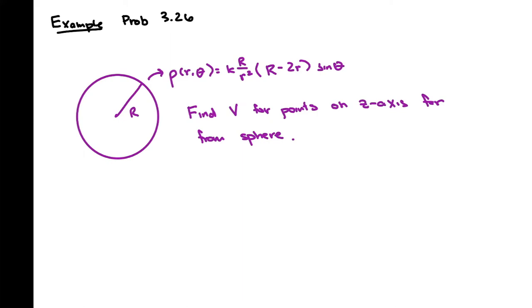Okay, let's do an example. This is problem 3.26 from the book. In this problem, you've got a sphere that, in this case, is not a shell. It's a solid sphere that's defined by this potential, which depends on both r and theta. And the goal is to find V for points on the z-axis far from the sphere.